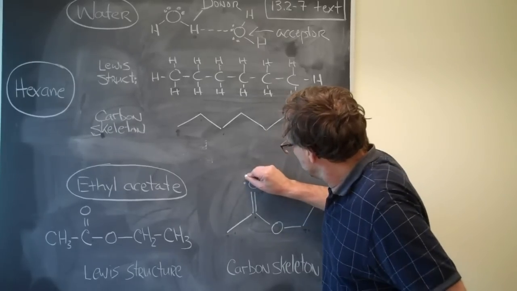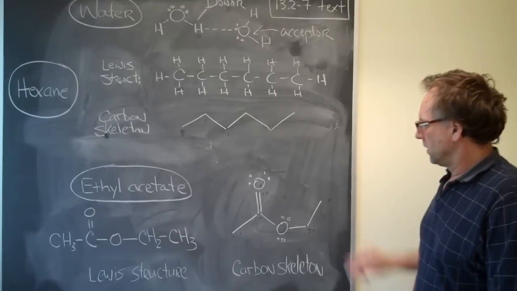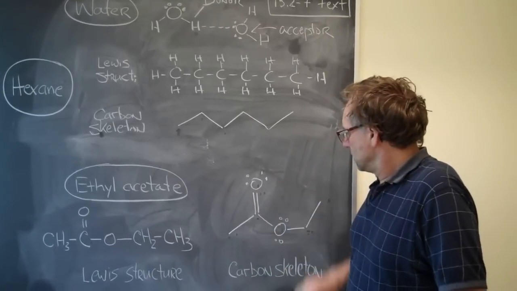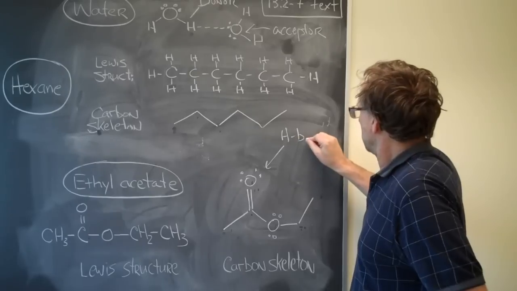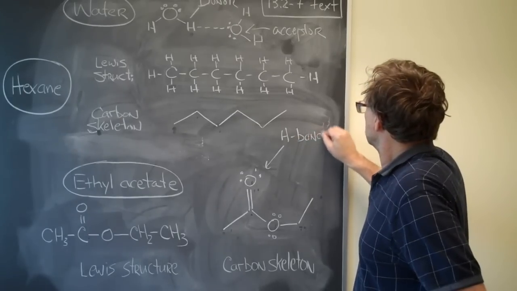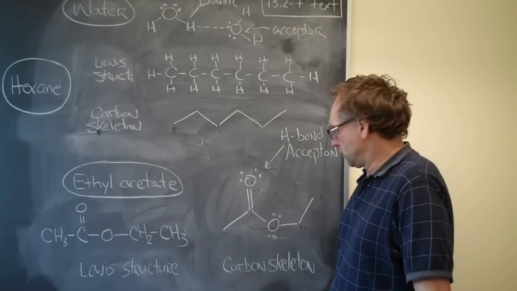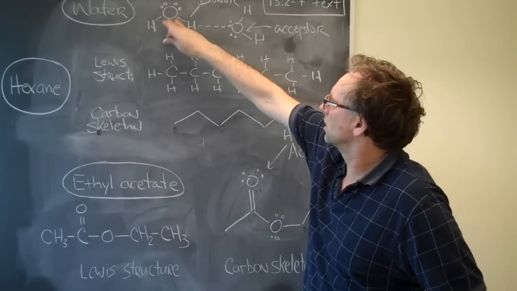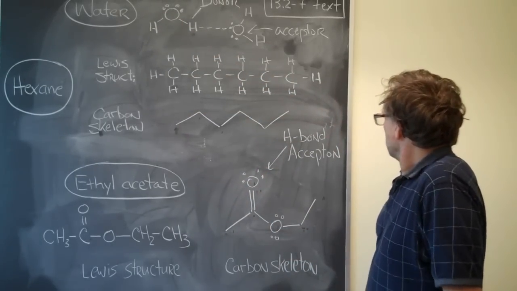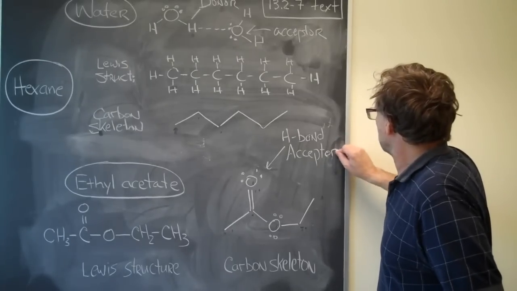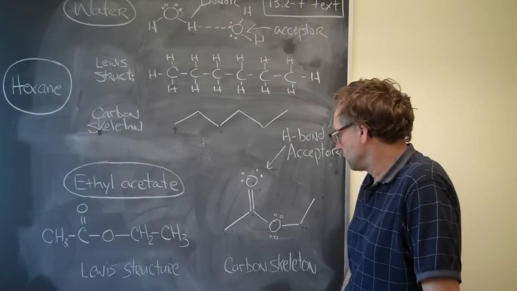Well, I should draw in some lone pairs. Okay, there's some lone pairs. And so it seems clear enough, I hope, that this ethyl acetate is certainly capable of hydrogen bond accepting, hydrogen bond acceptor. But I don't see any hydrogens on here that are directly bonded to an oxygen. This doesn't have any hydrogens on it, and this one doesn't have any hydrogens on it. So this molecule is not capable of hydrogen bond donation. It is only capable of being a hydrogen bond acceptor.